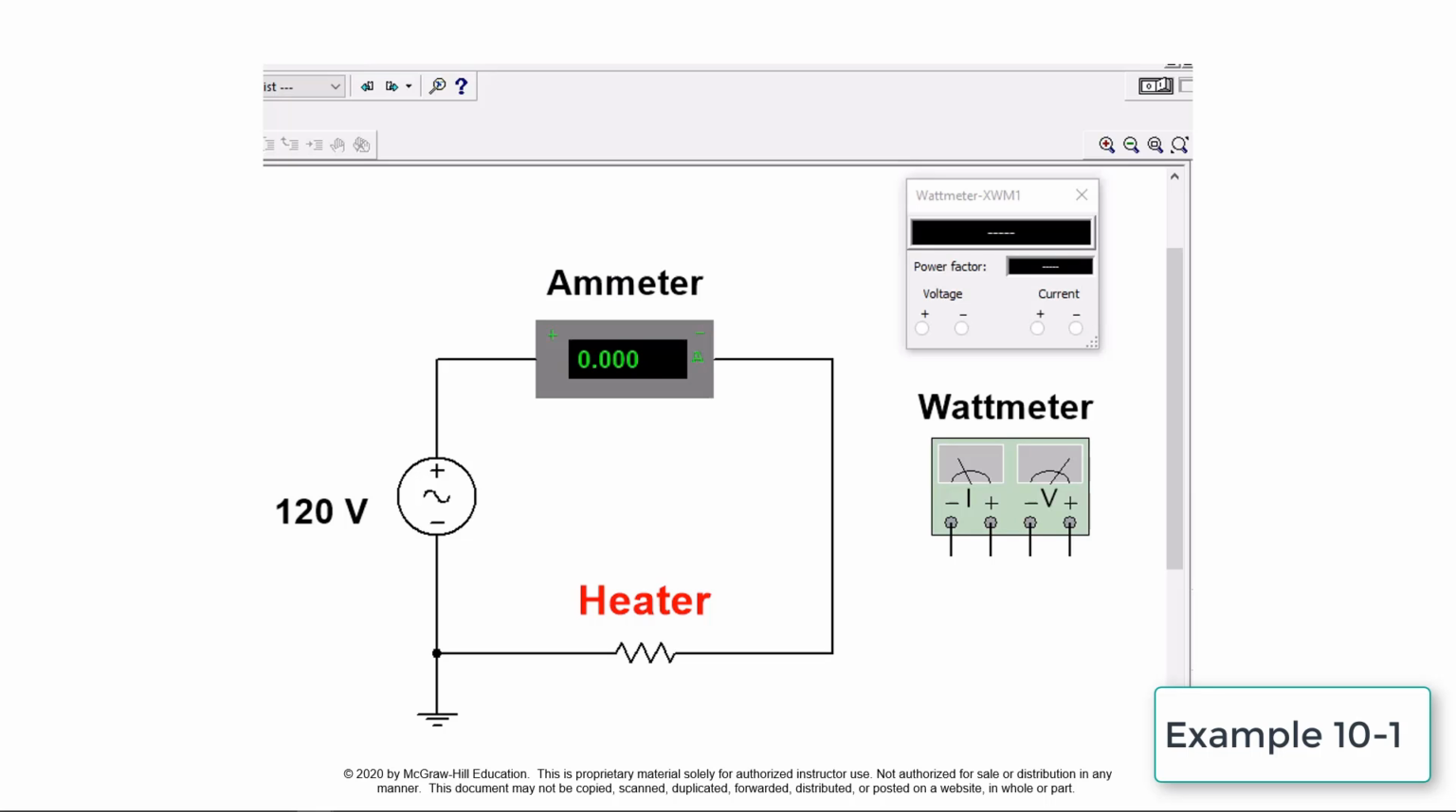Connecting the wattmeter into the circuit requires that the wattmeter current leads be connected in series with the heater, and the wattmeter voltage leads be connected in parallel with the heater. Once the wattmeter is connected, the simulation is turned on to verify your calculations.